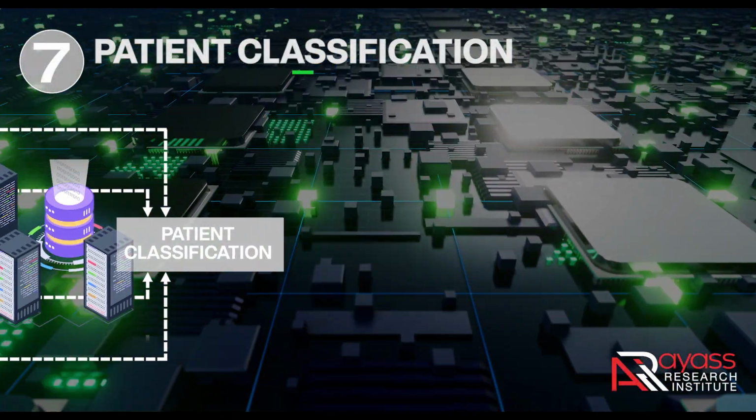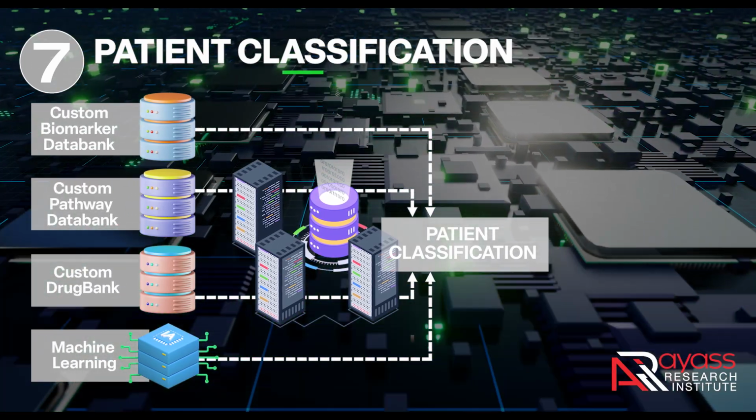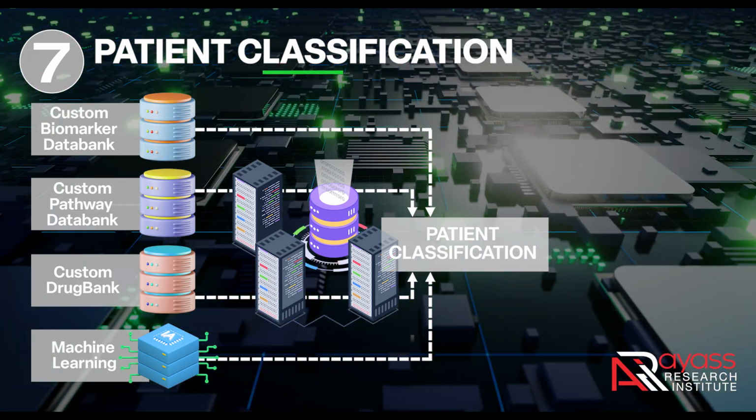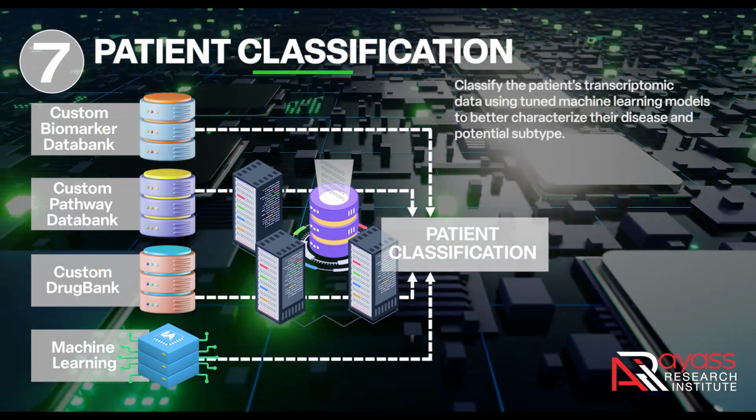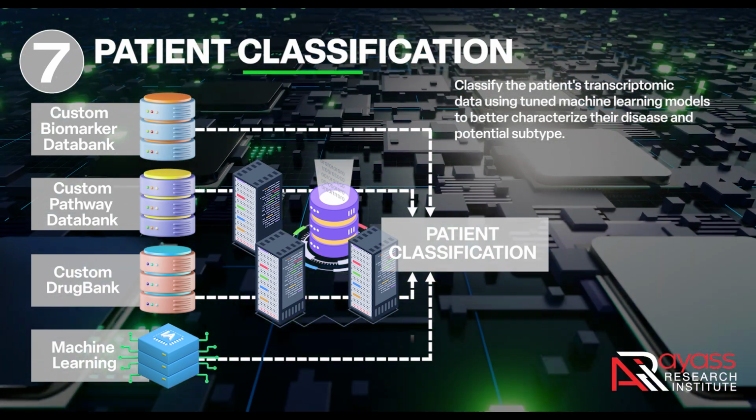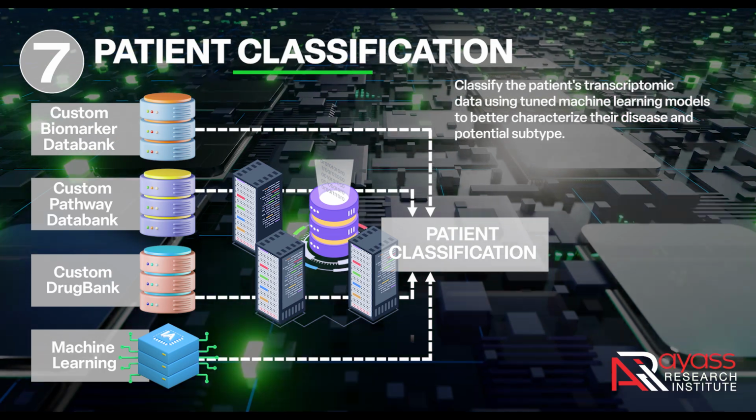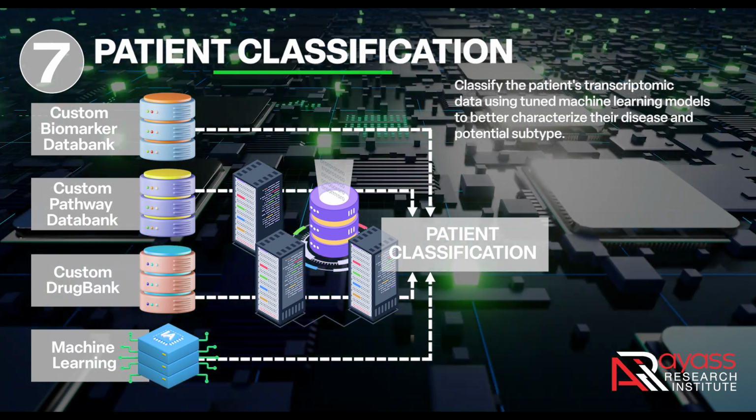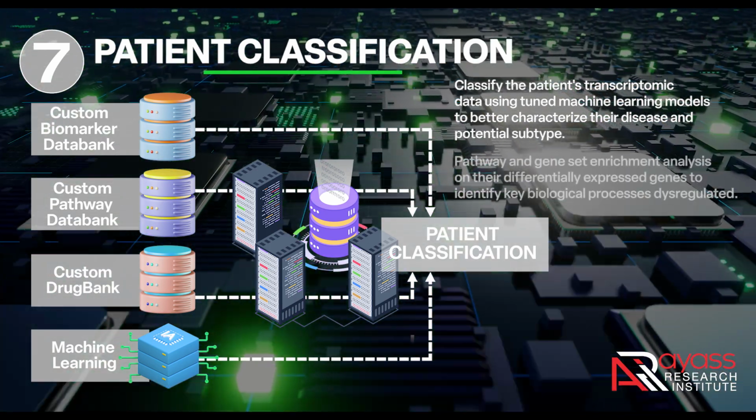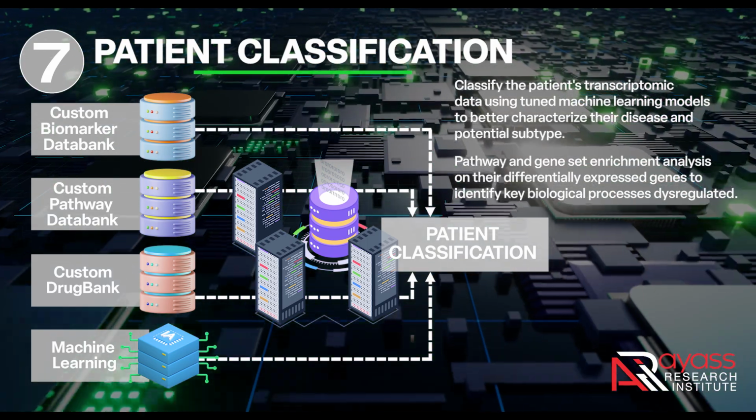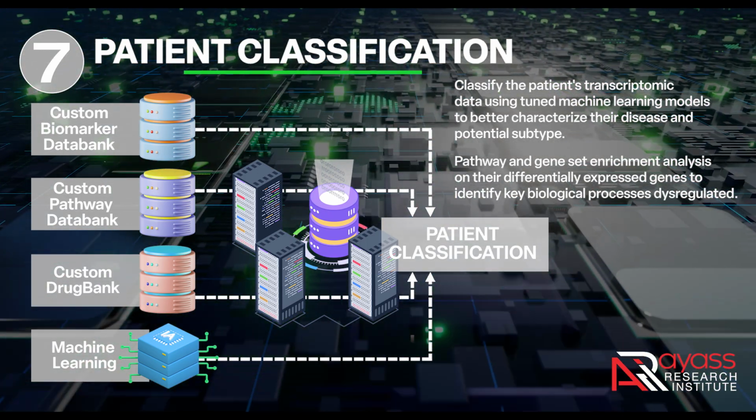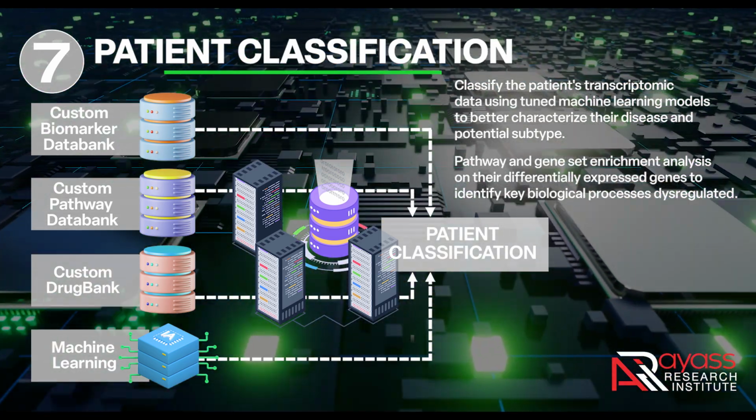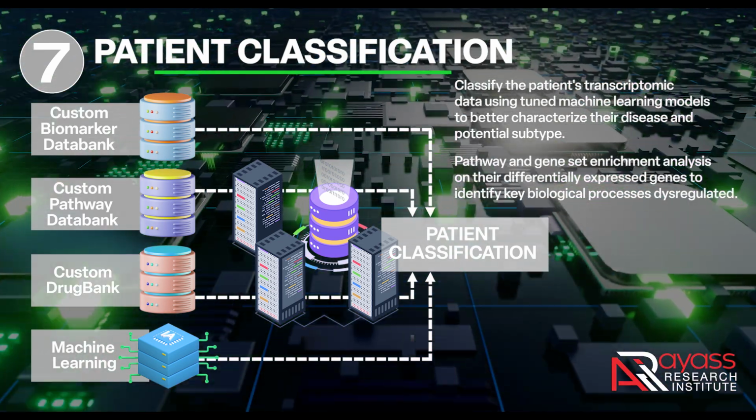The goal is to provide an auto-generated personalized report for each patient that extracts biological insights from their transcriptomic profile. First, we classify the patient's transcriptomic data using tuned machine learning models to better characterize their disease and potential subtype. This goes beyond traditional diagnosis to reveal new stratifications. Next, we perform pathway and gene set enrichment analysis on their differentially expressed genes to identify key biological processes dysregulated. This reveals the underlying molecular mechanisms at play.